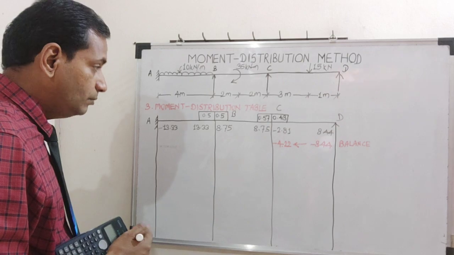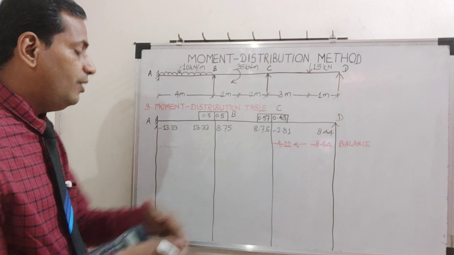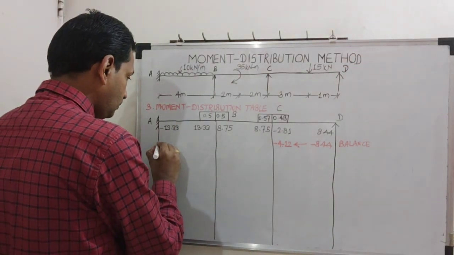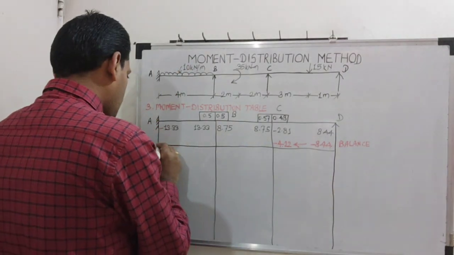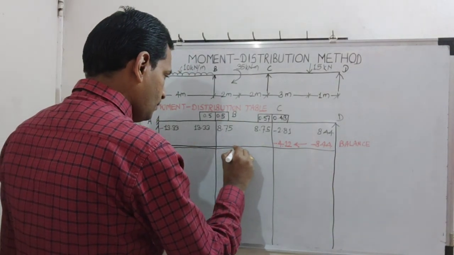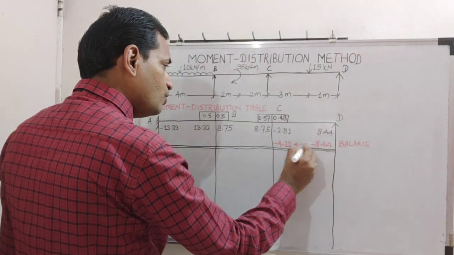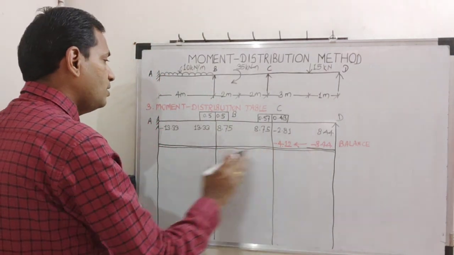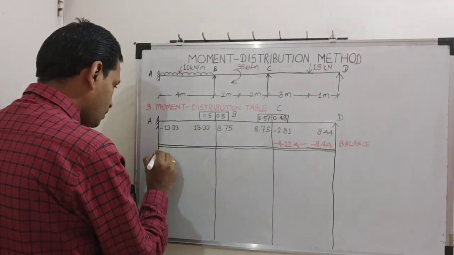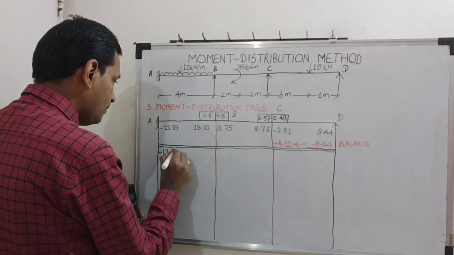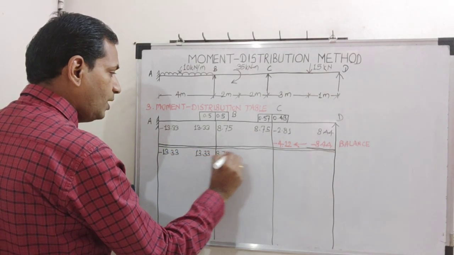Now what will we do? We will mark a double line under these two values. Okay, so after marking this double line, we will recalculate the net values of moments coming on the joints. So there will not be a change in fixed end moments up to this point. So minus 13.33 as it is, plus 13.33, 8.75, 8.75.